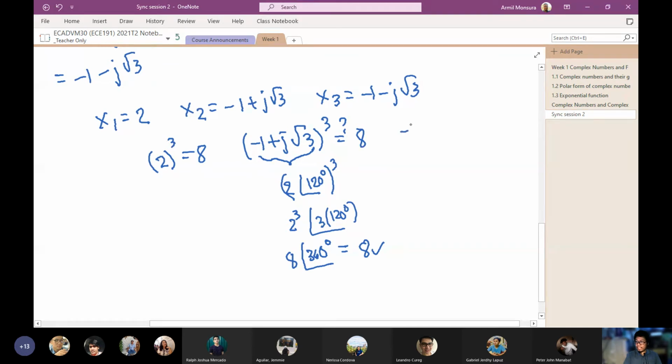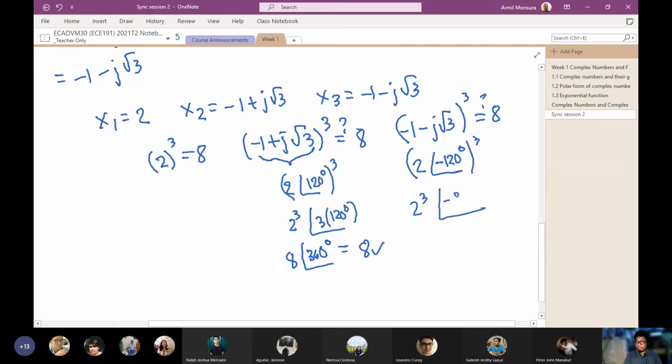How about this? Is negative 1 minus j square root of 3 raised to 3 actually equal to 8? What is this one in polar form? That's 2 bar angle negative 120 degrees. Correct? And then if you actually raise this to 3, that should give you 2 raised to 3 bar angle of negative 360 degrees. And again, negative 360 degrees is the same thing as this one. Okay? So still, this should give you 8.